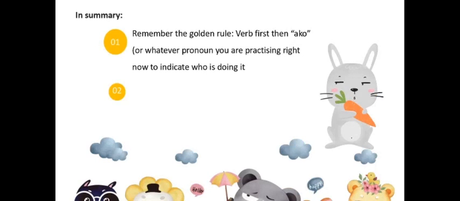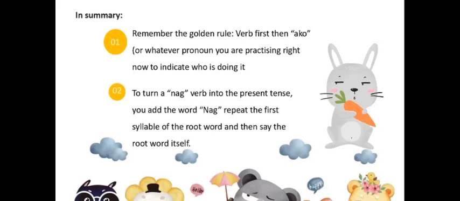In summary, you have to once again remember the golden rule. You have to say the verb first, and then you say the word ako. Or, if you're practicing with a different pronoun, you say it after the verb. And the second one, you turn the nag verb into the present tense by just adding the word nag and repeating the first syllable of the root word, and then say the root word itself.